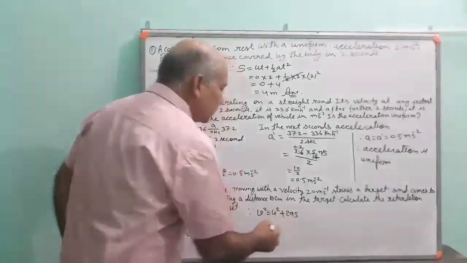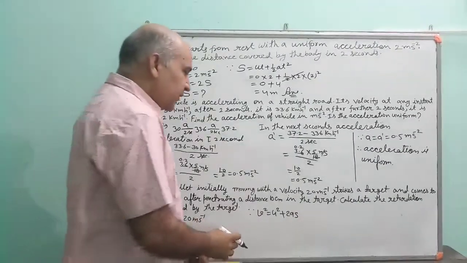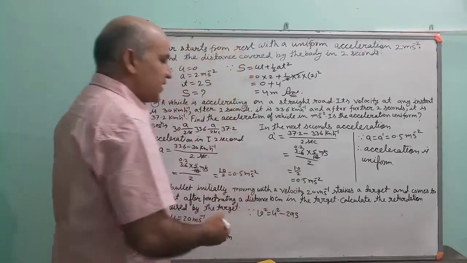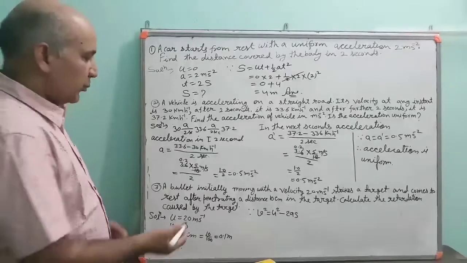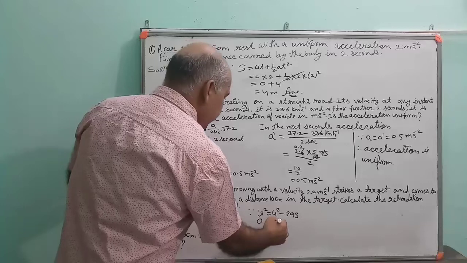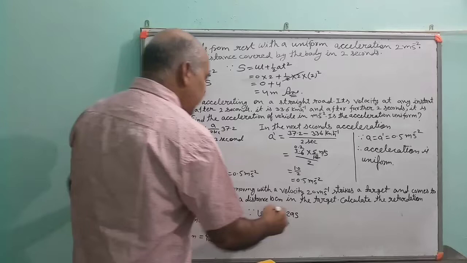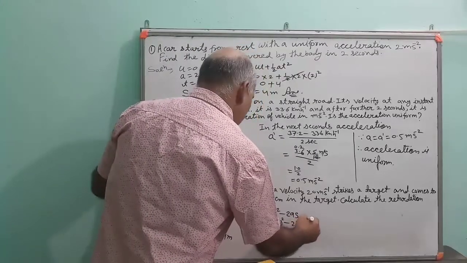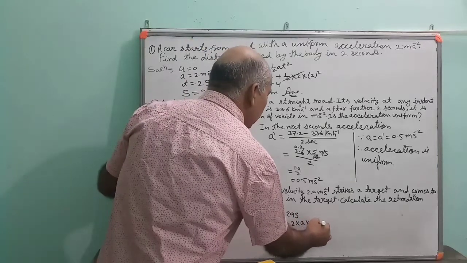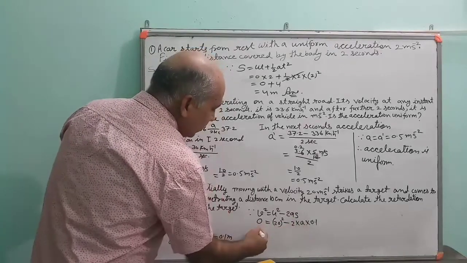Otherwise third equation of motion is this one. V square is equal to U square plus 2AS. But if the retardation is there, then we will put here minus sign. Understood? Now put the value and calculate it. Final velocity is 0. Initial velocity is 20. So it will be 20 square minus 2 into acceleration we have to find. Distance is 0.1. Okay. Now this is negative, so it will come this side.